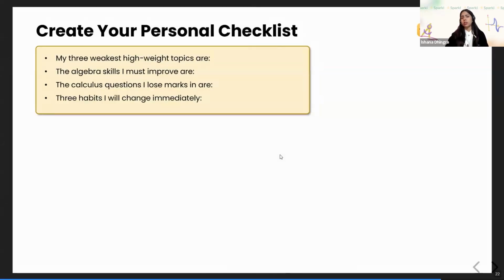Create your personal checklist: these are my 3 high weight topics which are my weakest. These are the algebra skills that I must improve. These are the trigonometric skills, the domain that I'm forgetting every time, the calculus questions where I lose marks, and 3 habits that I will change immediately. Okay, I won't ask you to write it right now, but make sure you are writing it at home. Okay, you are understanding what your weakest points are, where you are losing the marks.